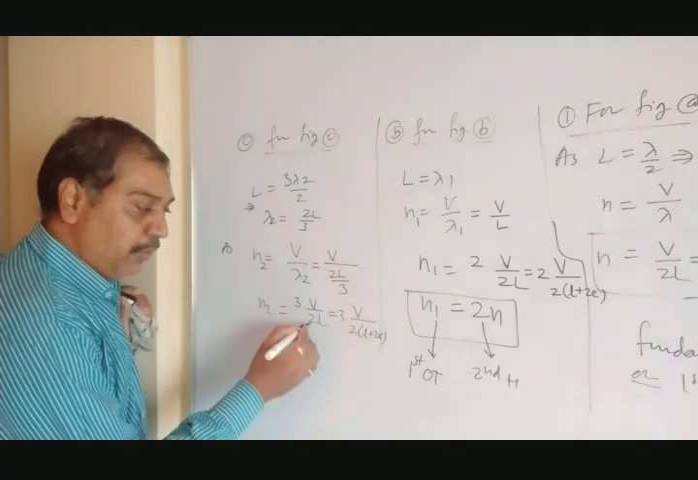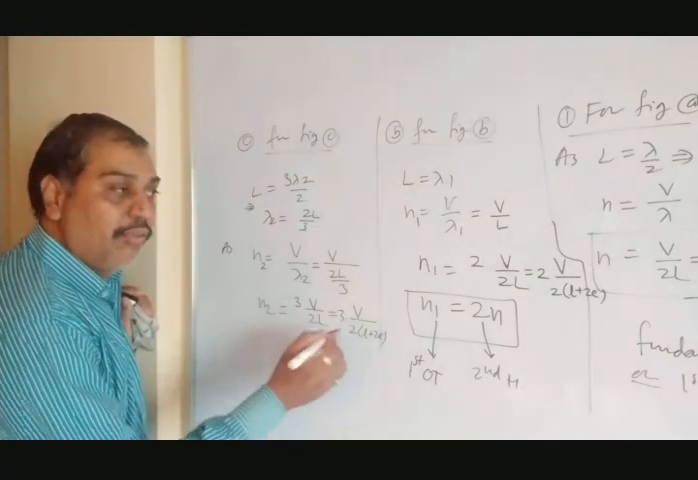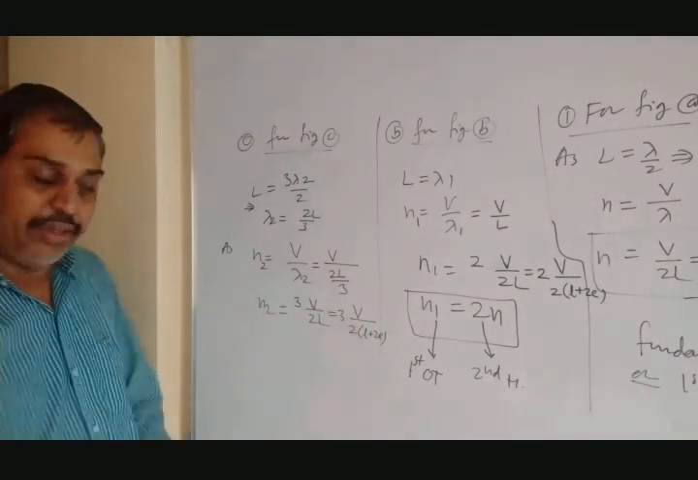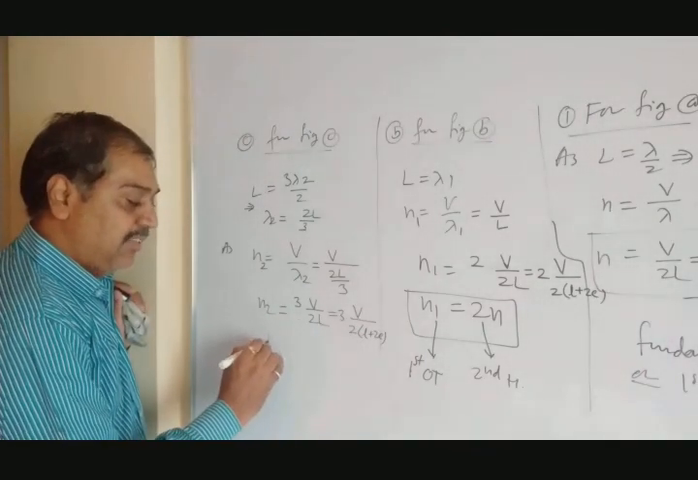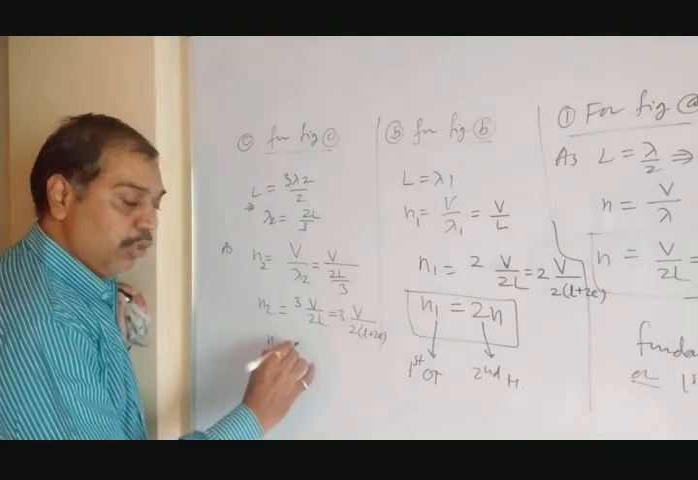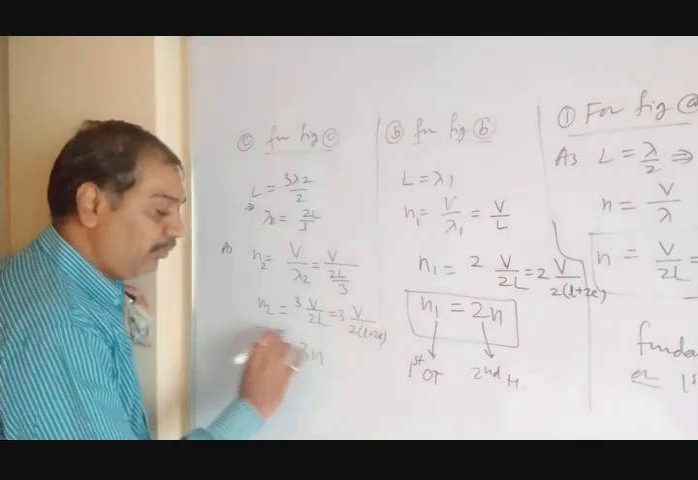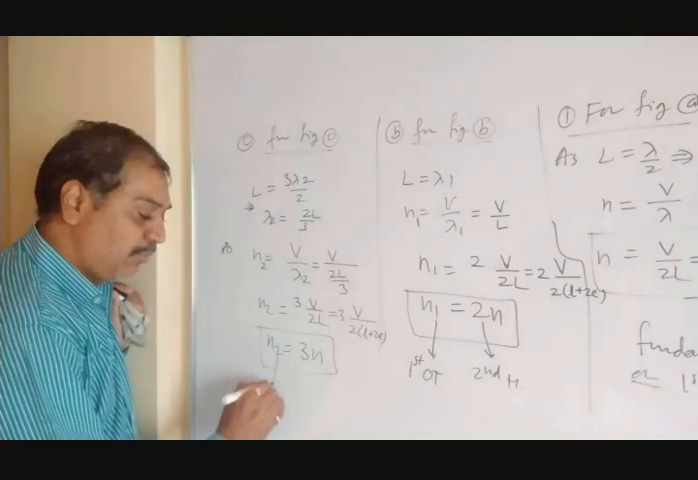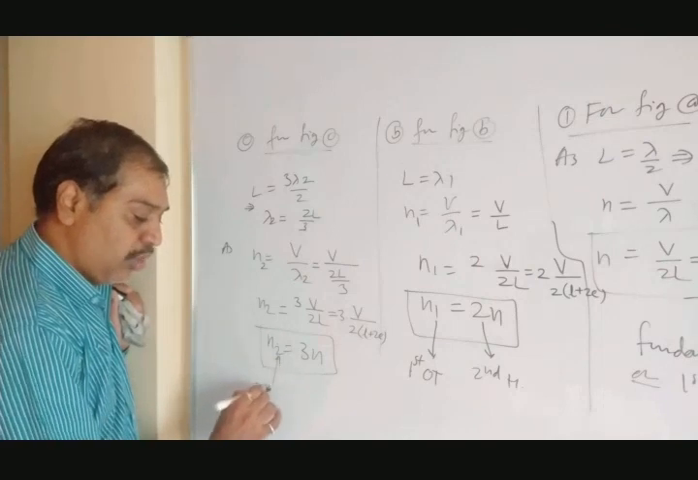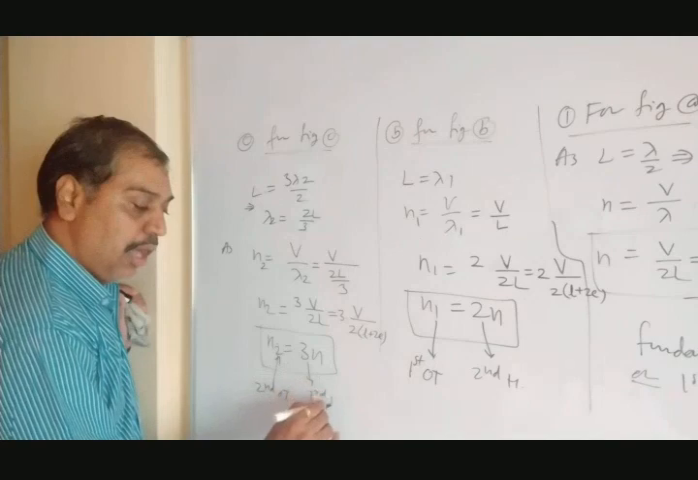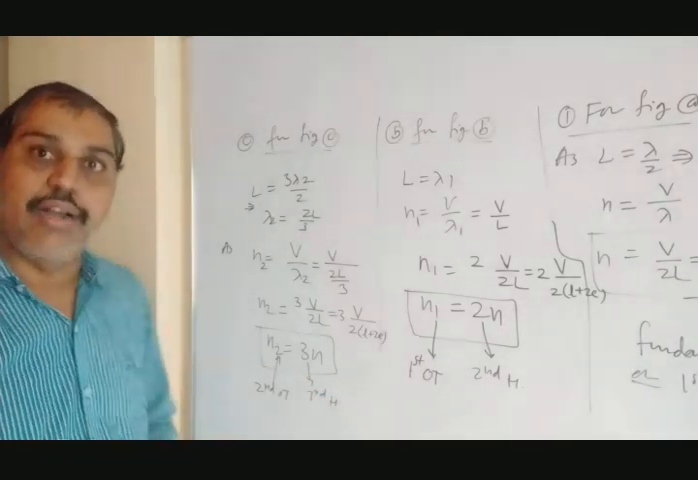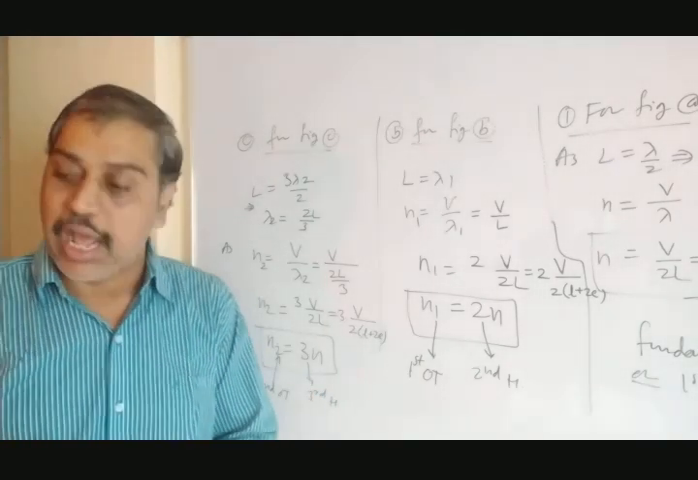As we know, V divided by twice l from equation A is nothing but n. So you can write n2 equal to thrice of n. From this, it is the second overtone, and that is said to be the third harmonic. Second overtone and third harmonic.